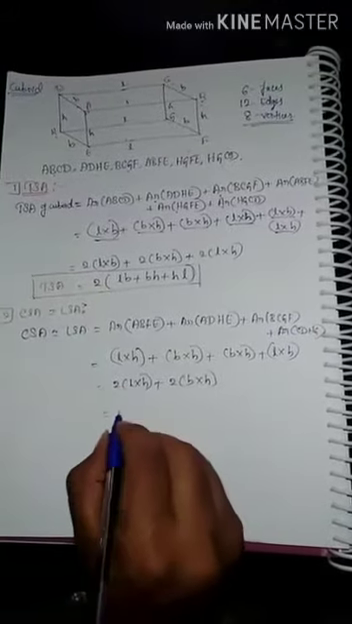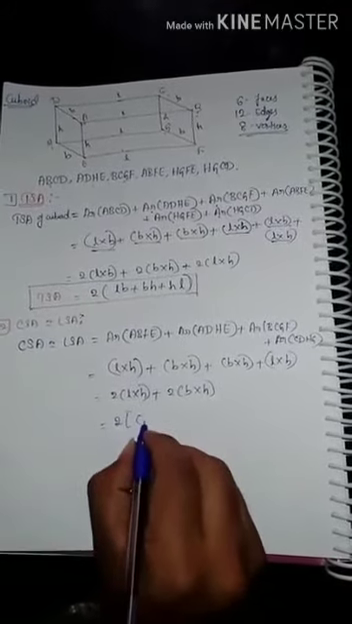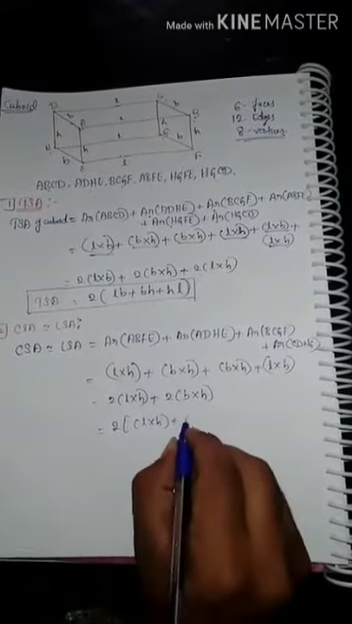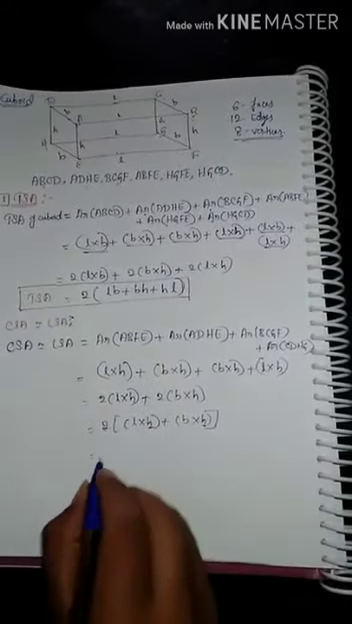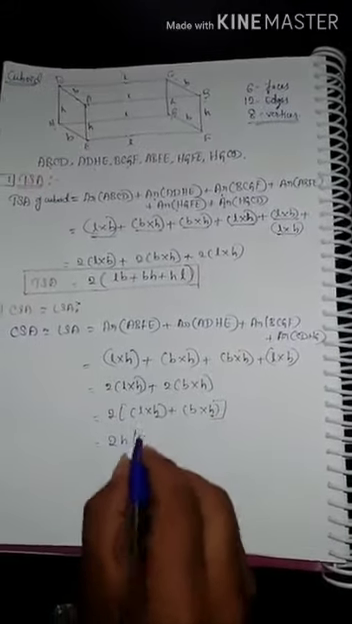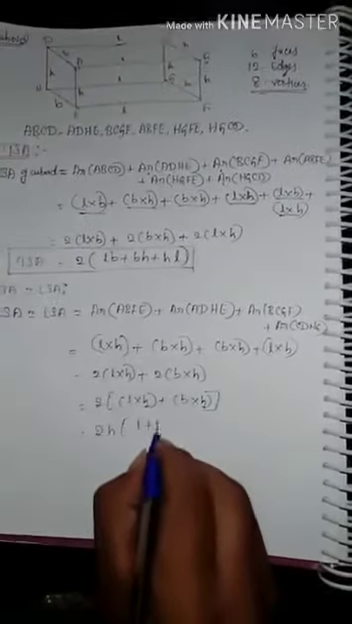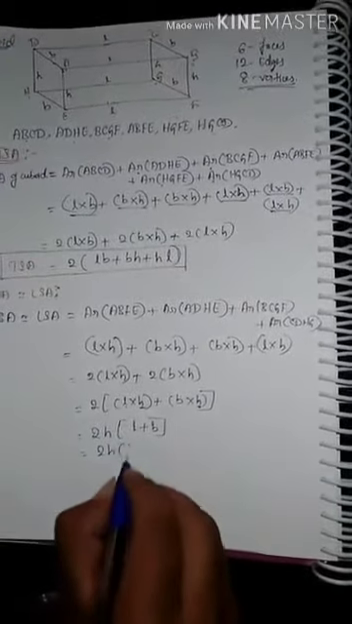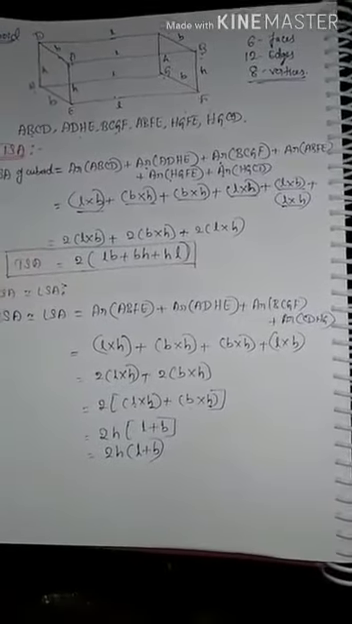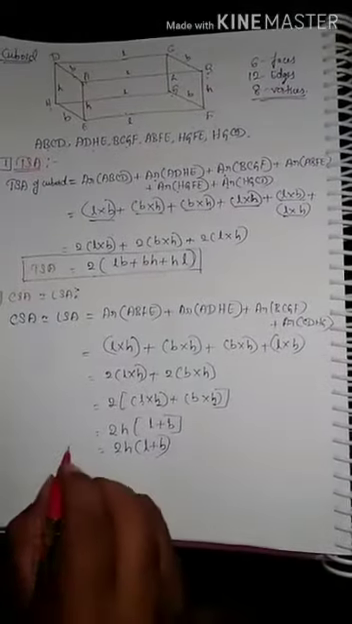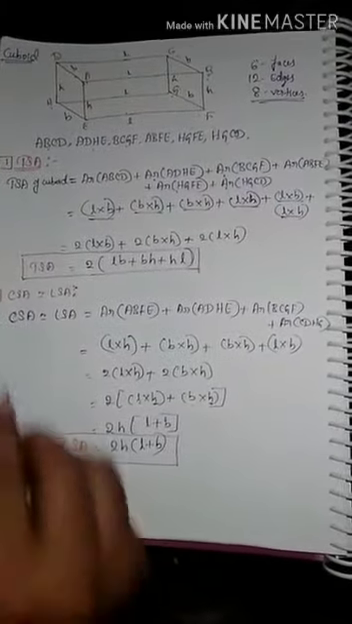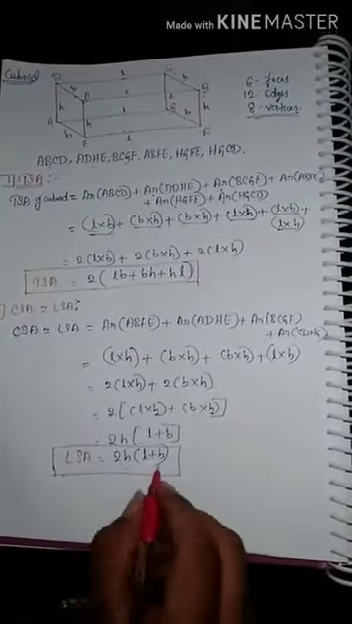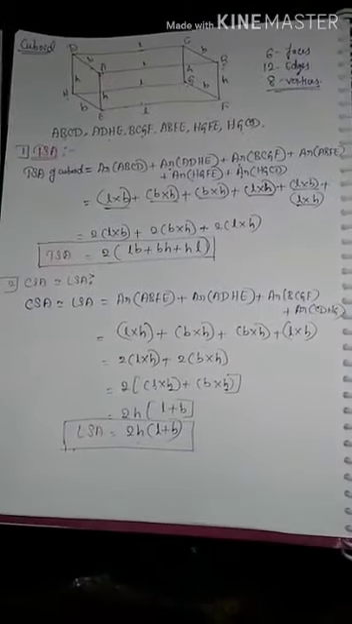So 2 is common, take it outside. 2 into, inside the bracket, length into height plus breadth into height. But again height is common, take it outside. 2 into H into, inside the bracket, L plus B, is the formula to find the lateral surface area of a cuboid. So TSA is 2 into LB plus BH plus HL, and LSA is 2 into H into L plus B.